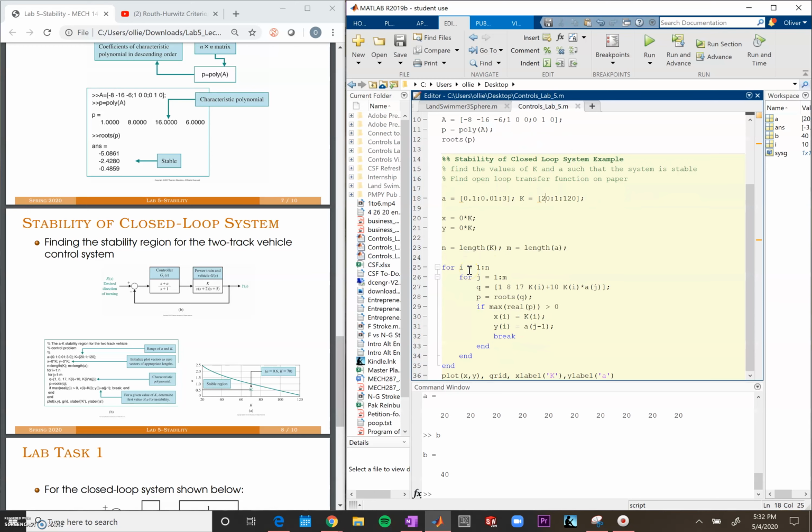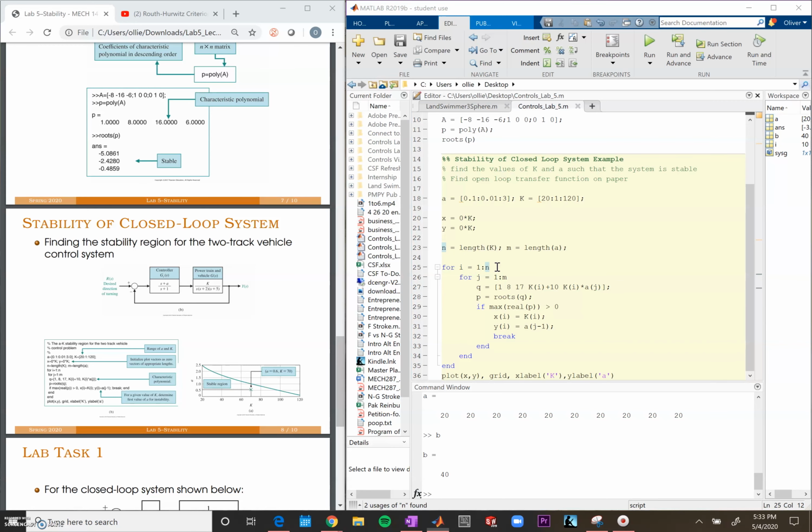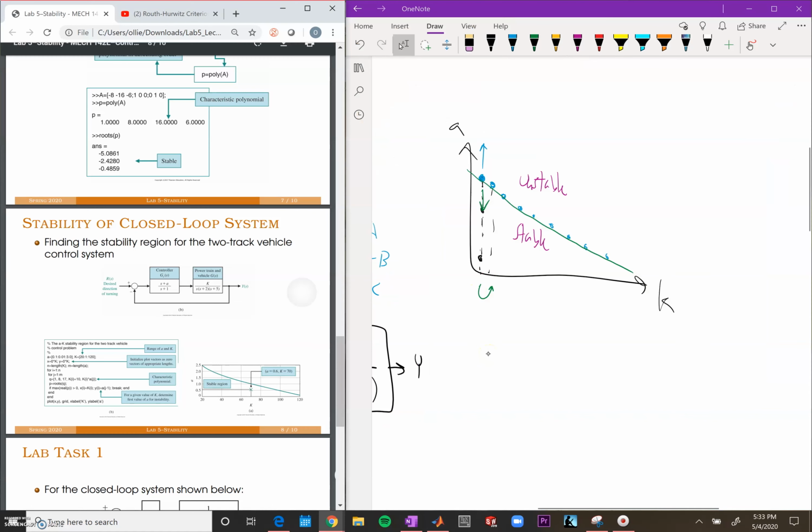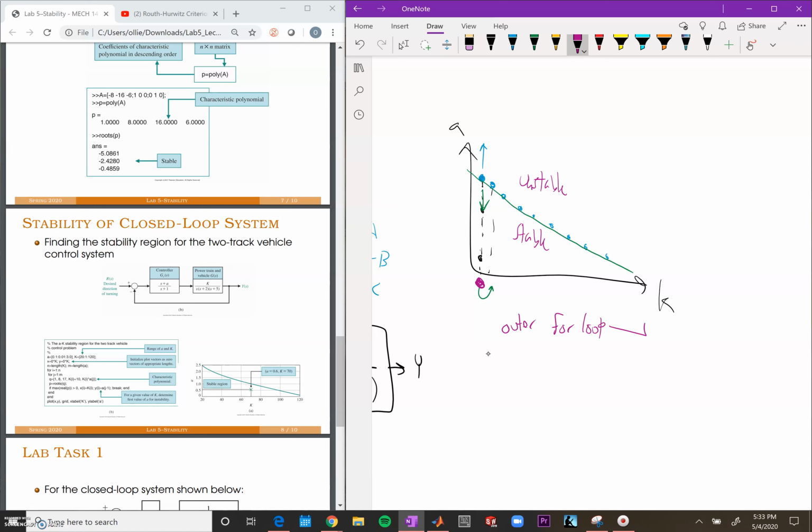Okay, so what we're going to do first is go through the first K, right? So this says we're going to go from 1 to the length of K. So we're going to start here, right? This is our outer for loop. This loop occurs once. You go through the whole loop once. This is our inner for loop. We run through this loop every time we iterate the outer loop.